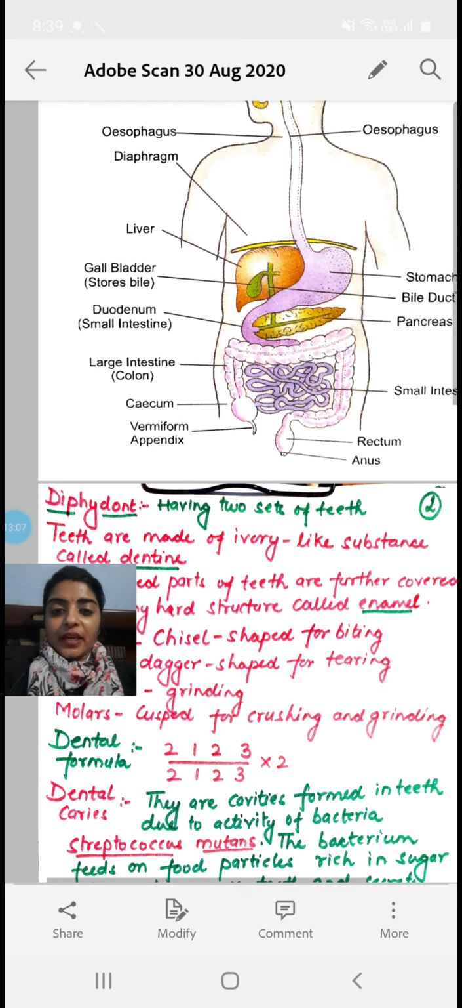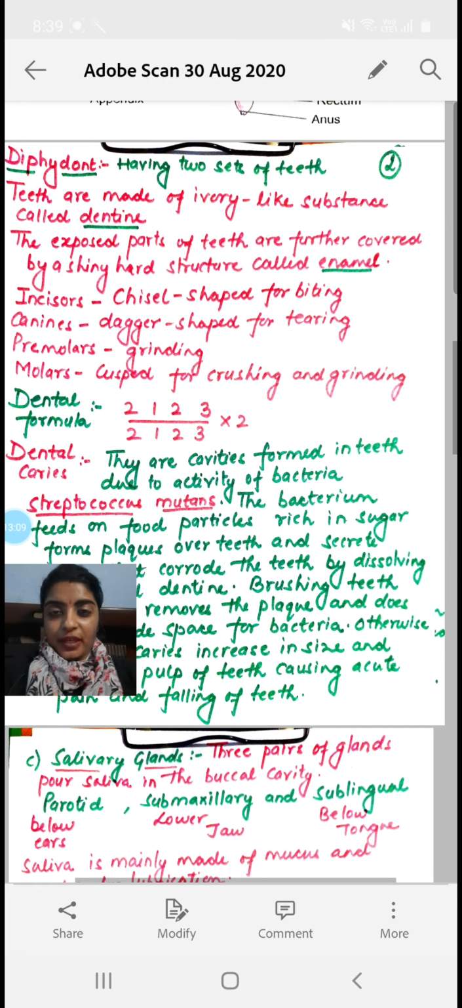Now the next condition is the diphyodont condition. Di means 2. Diphyodont condition means human beings have 2 sets of teeth during their lifetime. One is the temporary teeth. These temporary teeth are replaced by the permanent teeth.